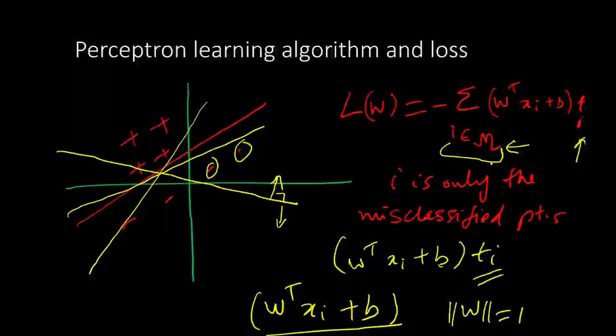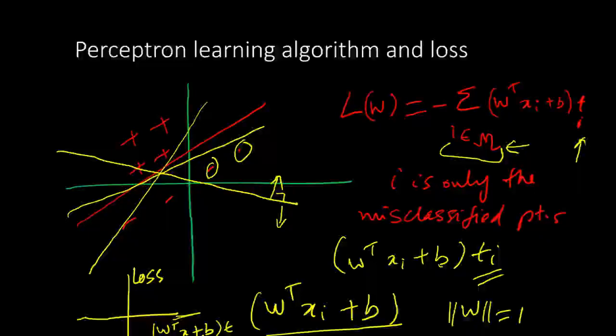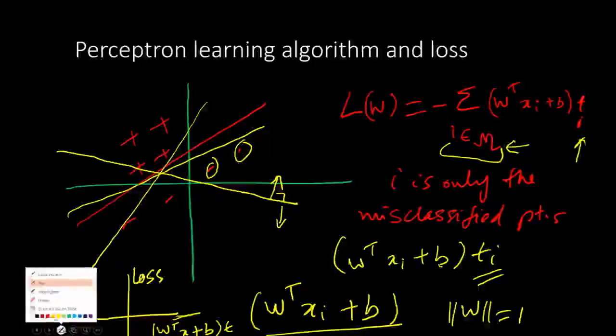If it is wrongly classified, then this term will be negative for points that are labeled negative 1, and because of the negative sign outside, the whole loss will be positive. So if you think about the loss, and W transpose X plus B times T, we don't want this term to be negative. Whenever it is negative, we will get a loss. So the graph of the loss is going to look like this.